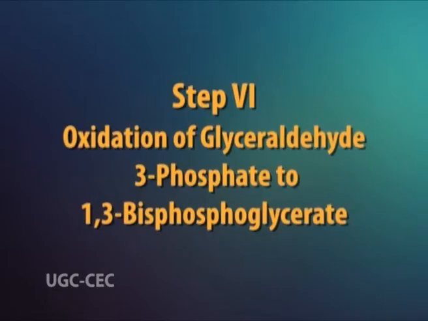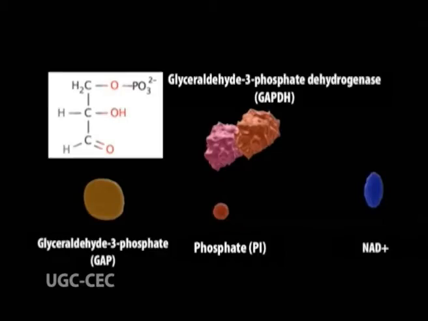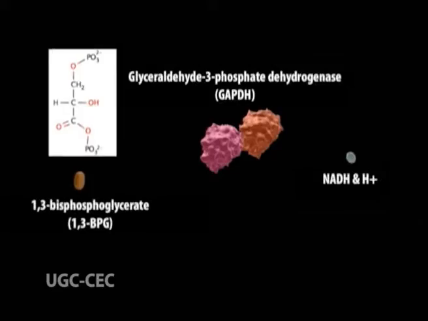Sixth step is the oxidation of glyceraldehyde 3-phosphate to 1,3-bisphosphoglycerate. This is the first step of the payoff phase, which involves oxidation of glyceraldehyde 3-phosphate to 1,3-bisphosphoglycerate mediated by the enzyme glyceraldehyde 3-phosphate dehydrogenase, GAPDH.